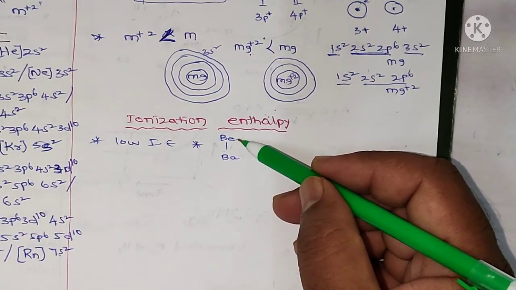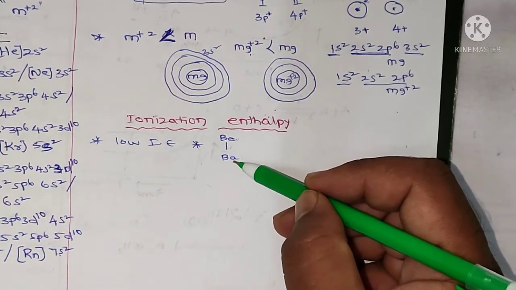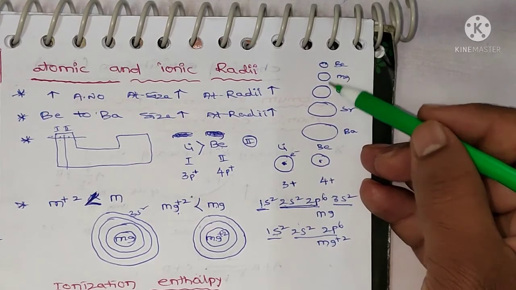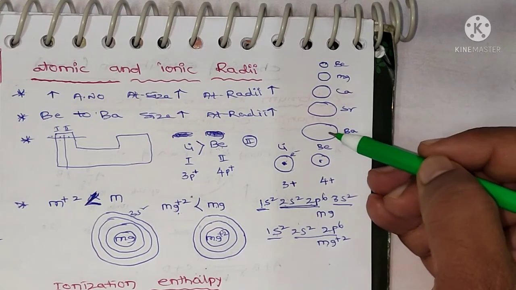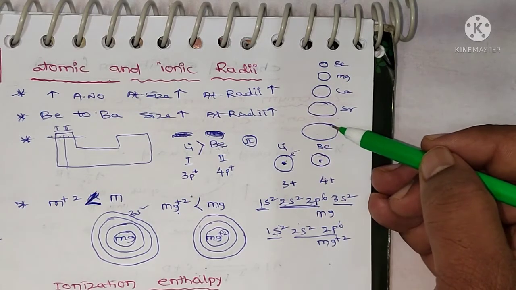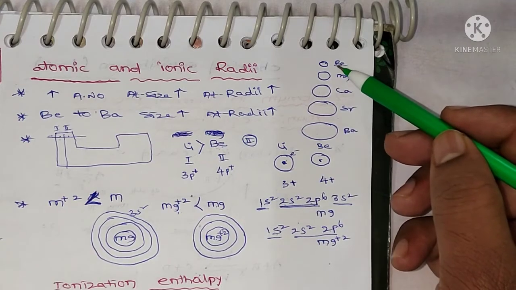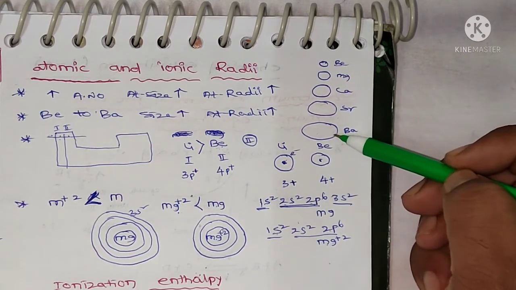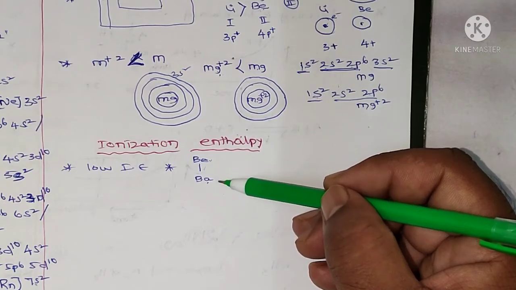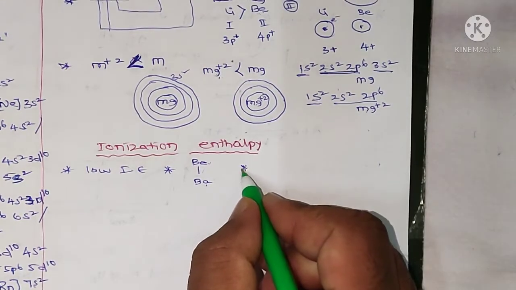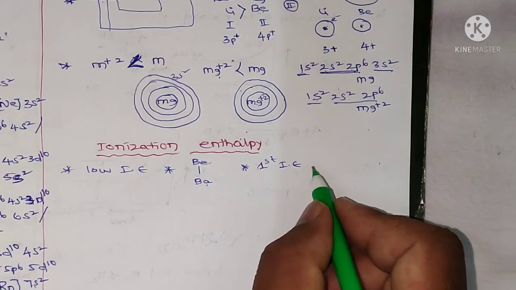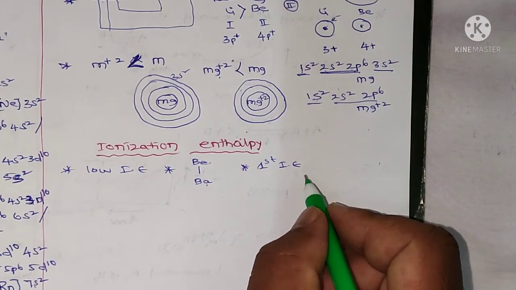So beryllium has higher ionization enthalpy than barium, because more energy is required to remove the electron from the outer shell. But if you take barium, there is more distance between the nucleus and the outer shell, so less energy is required to remove the electron from the outer shell. So beryllium has more ionization enthalpy and barium has less. If you go from beryllium to barium, the ionization enthalpies decrease. And the first ionization enthalpies of alkaline earth metals are higher than the corresponding alkali metals.